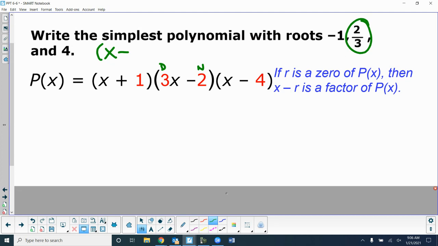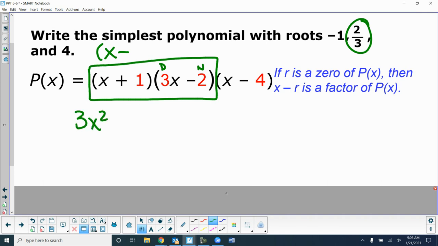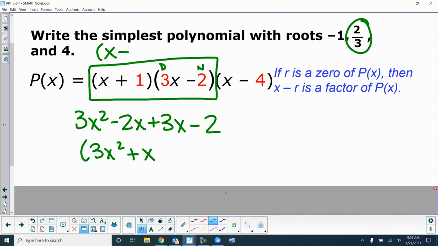All right, so I'll just do these two. What's x times 3x? What's x times negative 2? 1 times 3x, 3x. 1 times negative 2. Combine like terms. Times what? x minus 4, right?